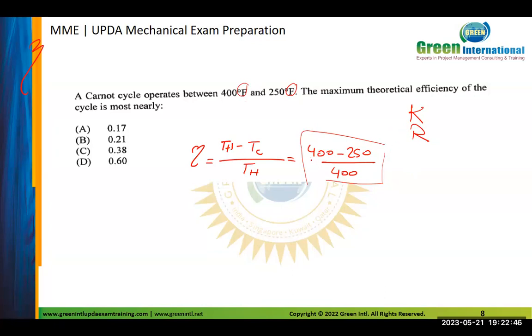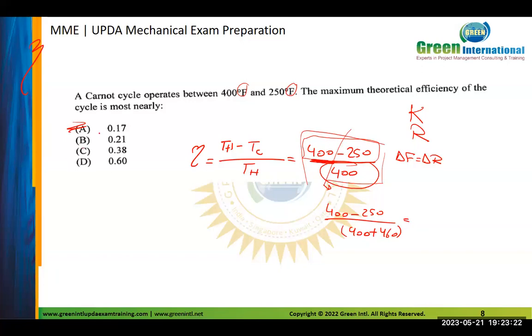For the numerator, if you convert to Rankine, no problem. You can keep it as it is, because delta Fahrenheit is the same as delta Rankine. All you need to change is the denominator. So the correct calculation is 400 minus 250 divided by 400 plus 460. You get your answer, 0.17. Someone may not remember to convert from Fahrenheit to Rankine, and instead uses the conversion calculator to get Kelvin.